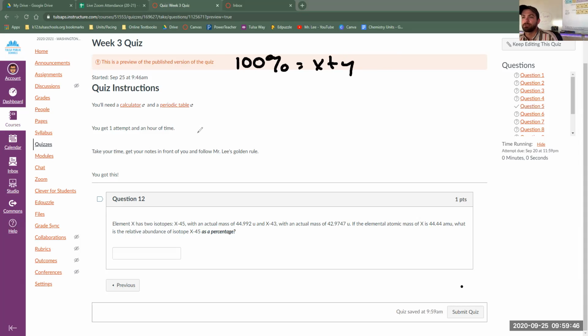So first things first, our first mass. We know that atomic mass is what we're asked to find. What are we given? We are given the mass of isotope 1.